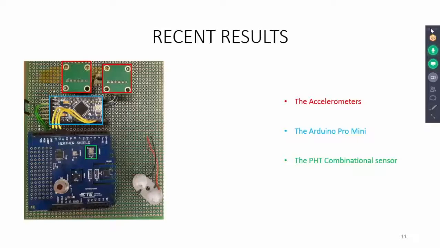Now we move to the third part of my presentation. This is the first prototype of my electronic circuits. You can see from the picture here the accelerometers, the Arduino Pro Mini, and the pressure, humidity, and temperature combinational sensor. This prototype includes only two accelerometers, so up to now I can only reconstruct the movements with no rotation and test the rotation around these axes only.